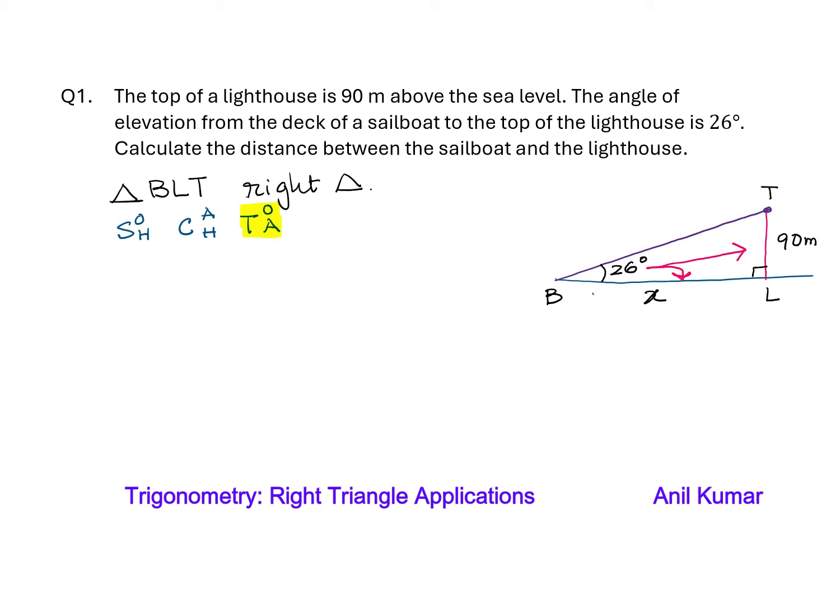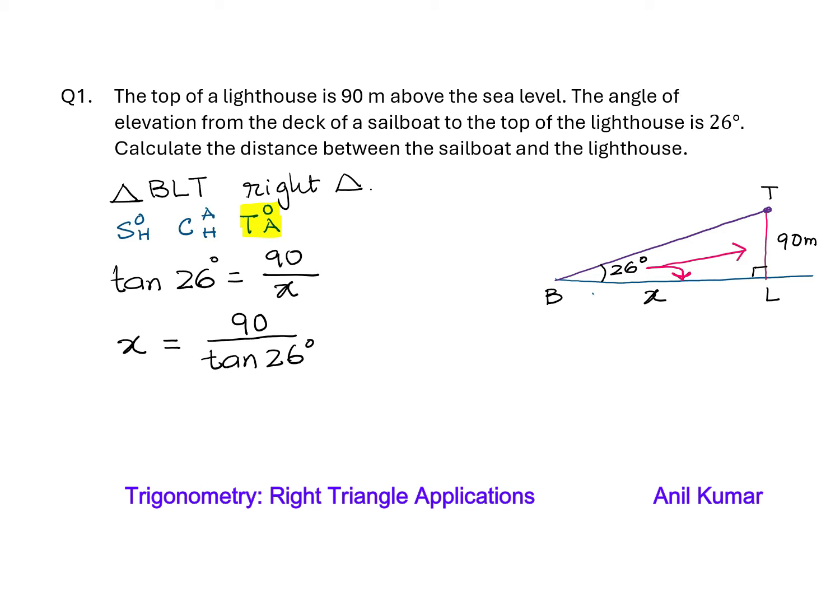So we can write down now the equation in terms of the tangent ratio. So we get tan of 26 degrees equal to the ratio of the opposite side, which is 90, over what we need to find, the distance of the boat from the lighthouse, x. Cross multiply to solve this equation: x equals 90 divided by tan of 26. Absolutely clear, right? Use calculator.